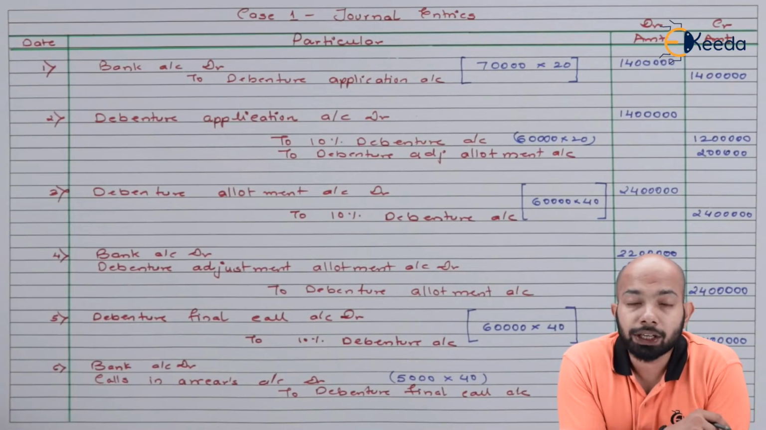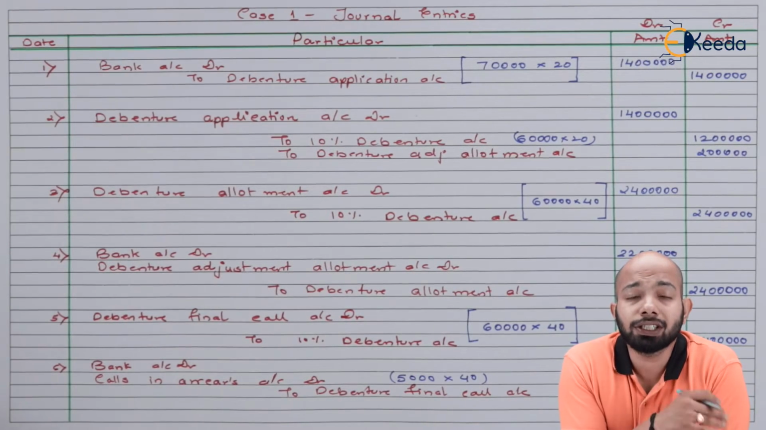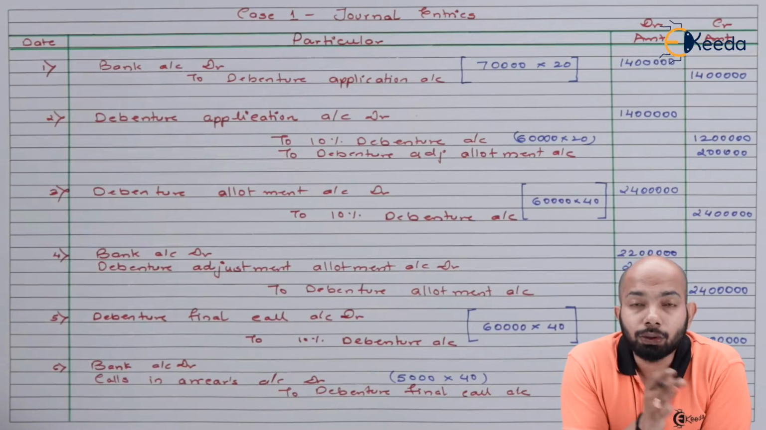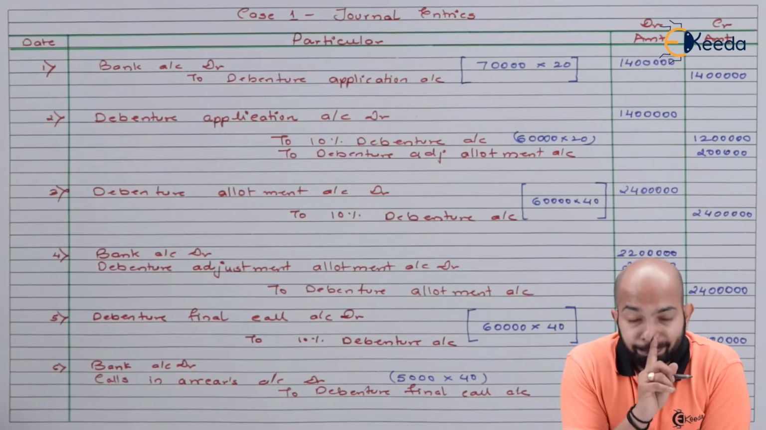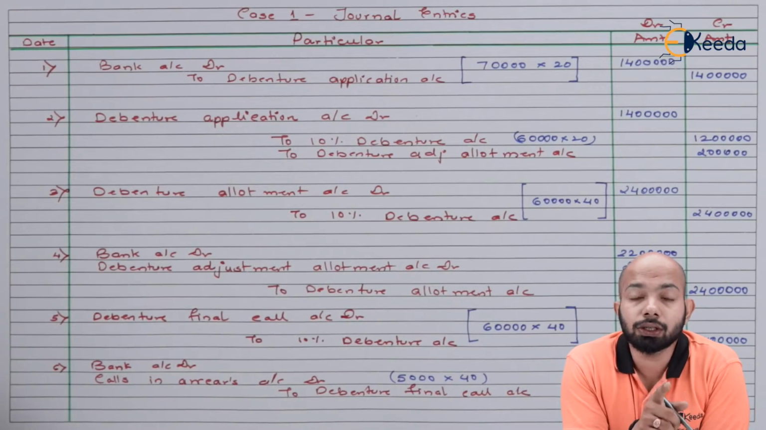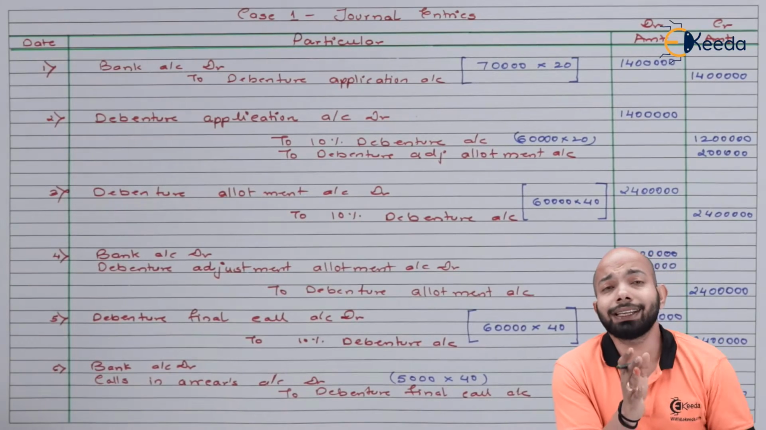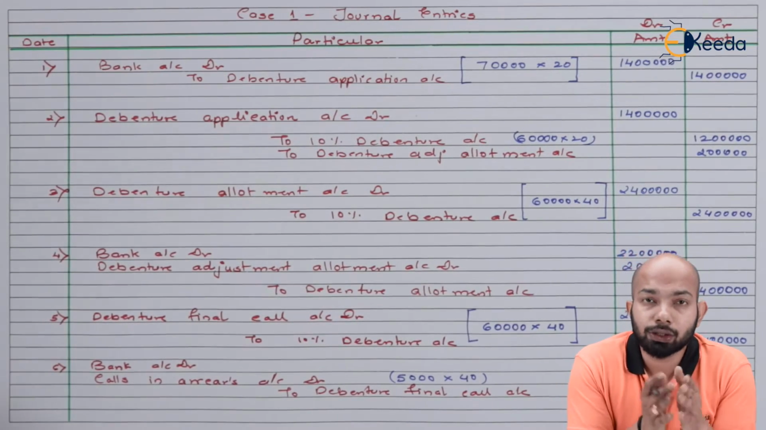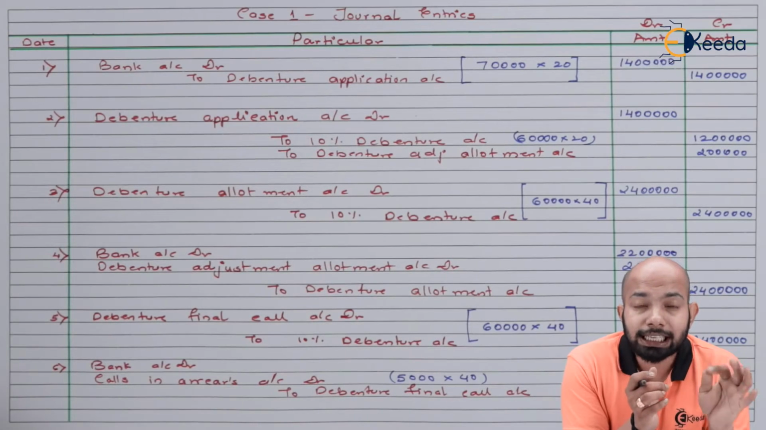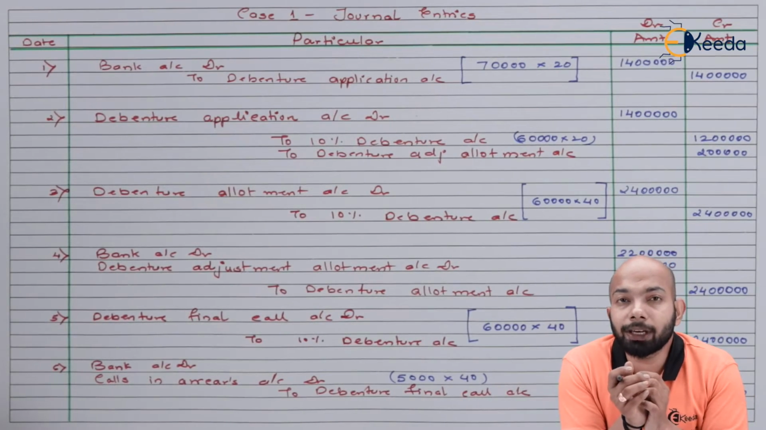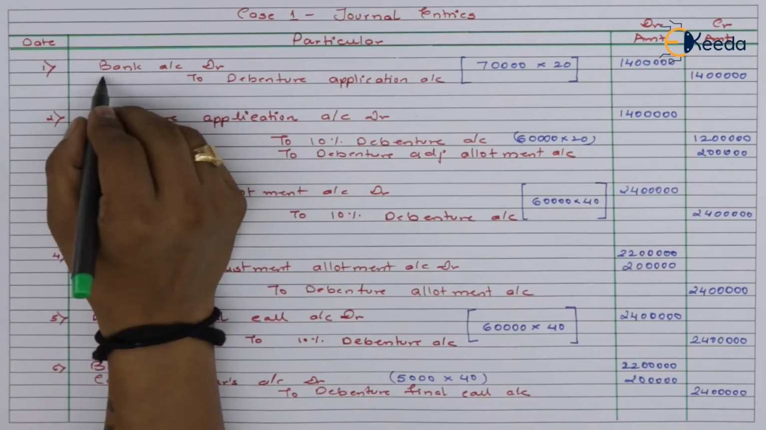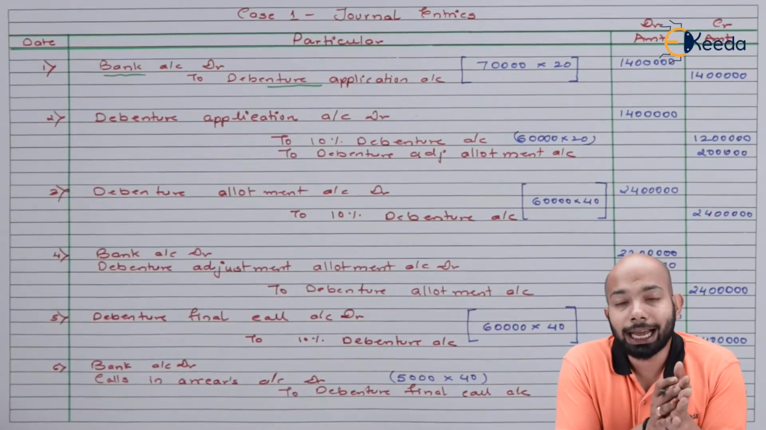So when it comes to case 1 journal entries, we have mentioned the first set of entries that we have to pass. When it comes to receipt of application money, the issue was for 60,000 debentures. However, we have received applications for 70,000 debentures. So the first entry will be bank account debit to debenture application account. 70,000 debentures multiplied by 20 will give you the amount of application money received. That will be 14 lakh rupees.